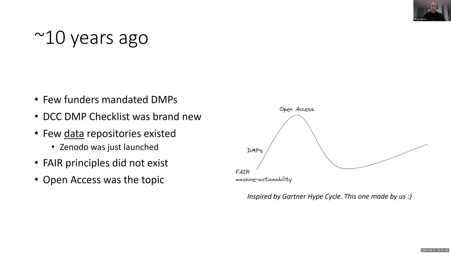FAIR did not exist in 2014, 2010. The FAIR principles paper was published in 2016. So that's why I'm showing you that 10 years is not that much, and the landscape was completely different. Based on those observations, I allowed myself to draw this hype cycle curve.